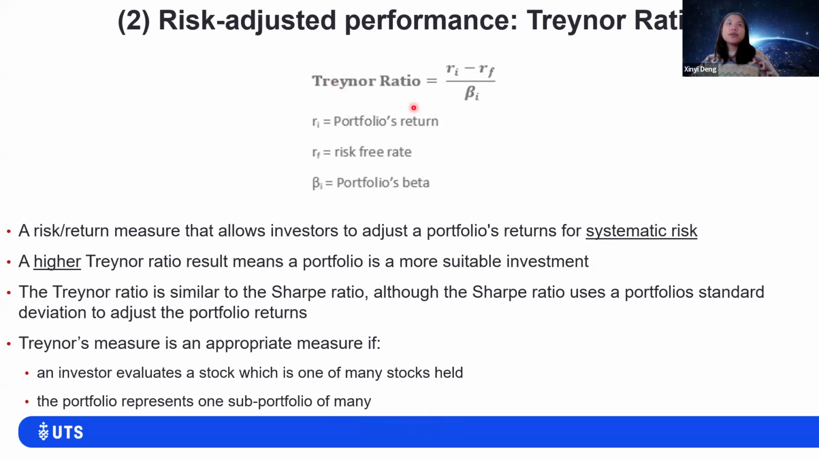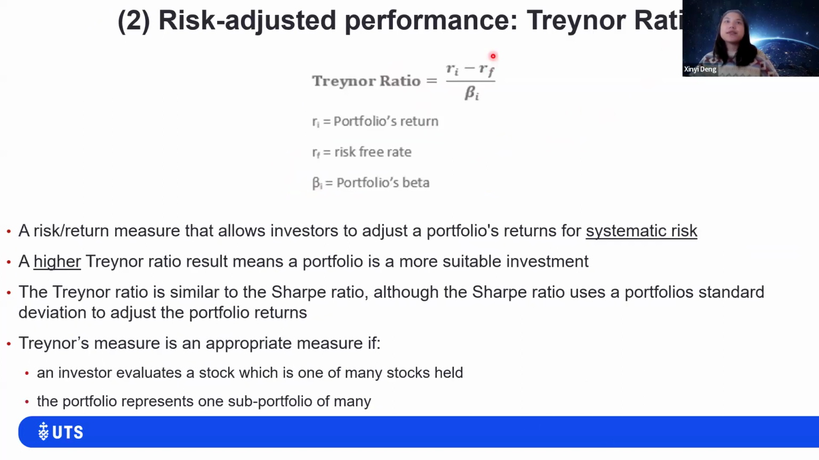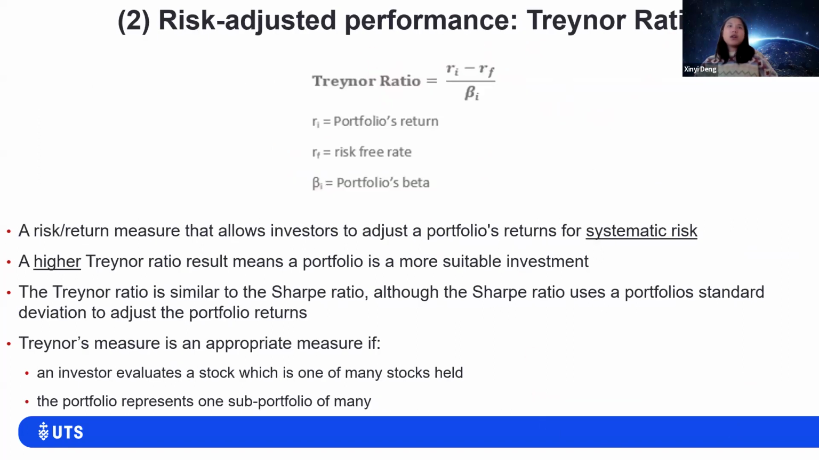So that's the Treynor ratio. Again, let me emphasize that the Sharpe ratio is associated with total risk, so it's more suitable for the scenario when the investor's holdings are not well diversified. And because the Treynor ratio considers systematic risk, it's more suitable for well diversified portfolios, or well diversified investor holdings.